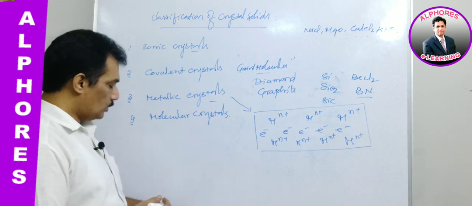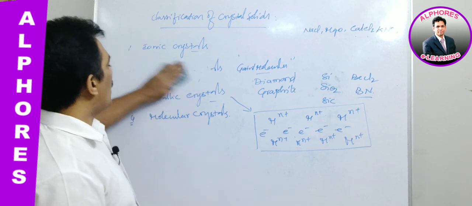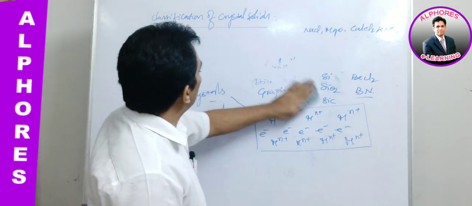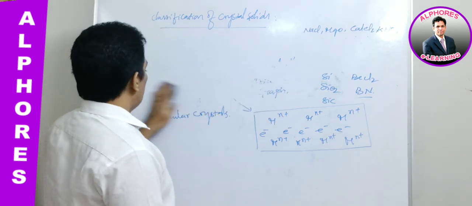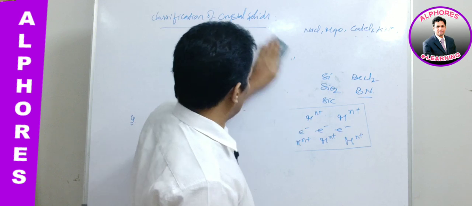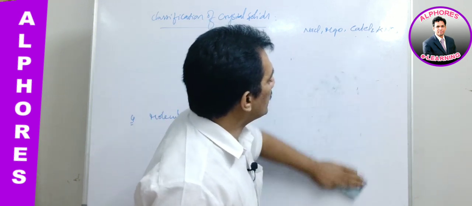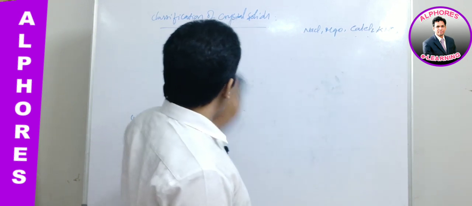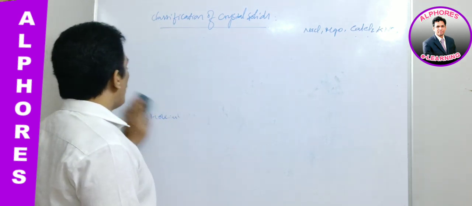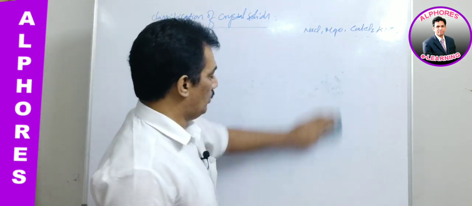And now coming to molecular crystals. Molecular crystals seem to be similar to covalent crystals, but there is much difference among these. In molecular crystals, the atoms within the molecules are bound together by covalent bonds, no doubt at all.